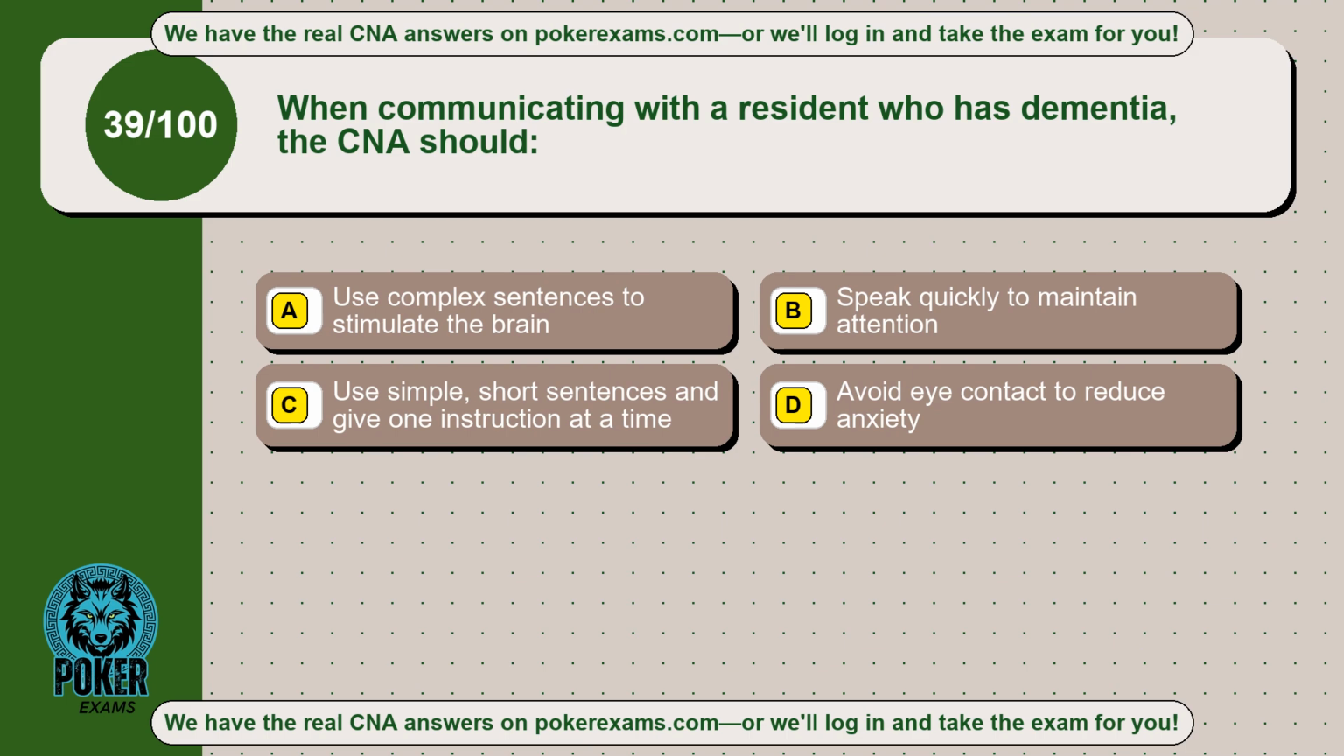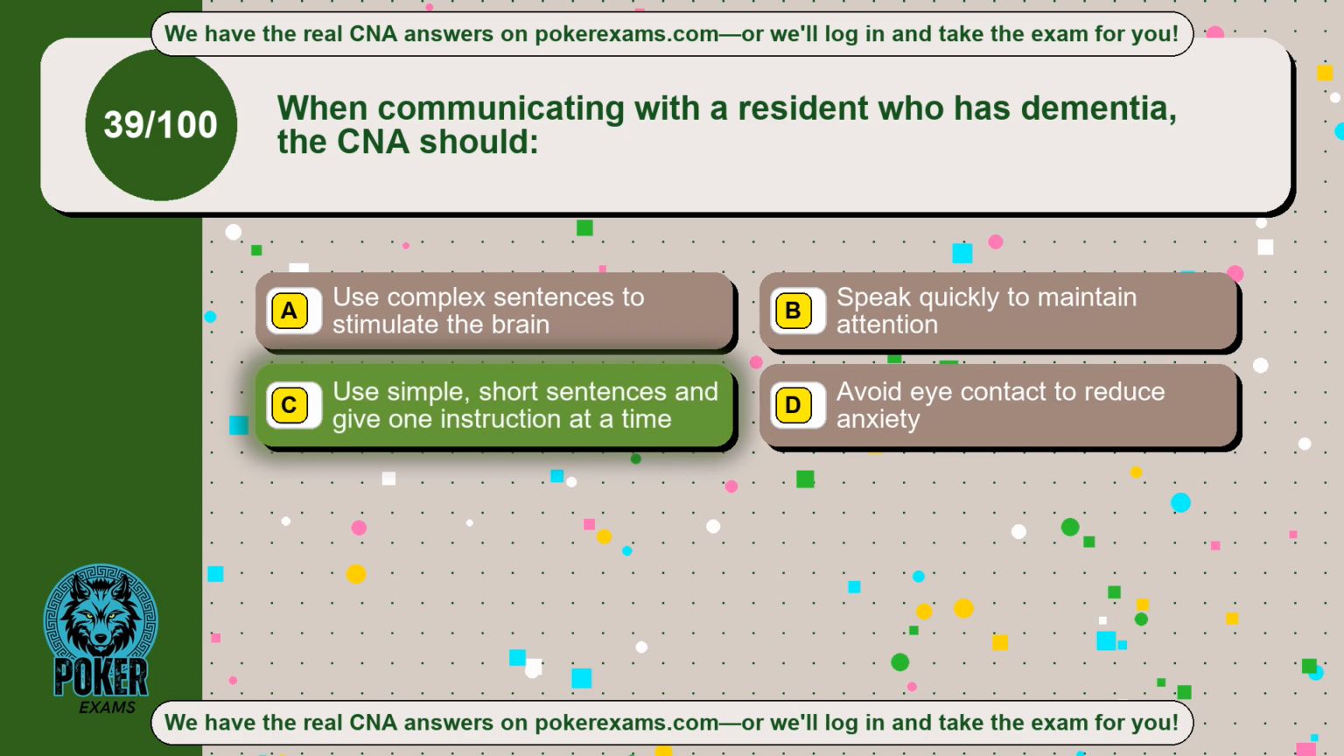Question 39. When communicating with a resident who has dementia, the CNA should: Option A, use complex sentences to stimulate the brain. Option B, speak quickly to maintain attention. Option C, use simple, short sentences and give one instruction at a time. Option D, avoid eye contact to reduce anxiety.